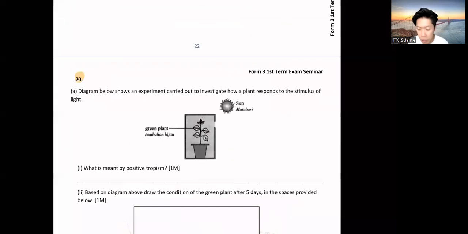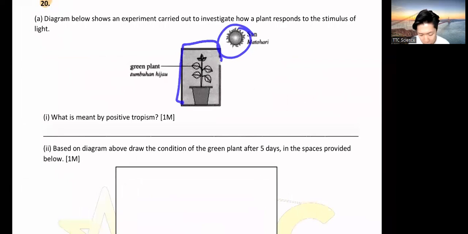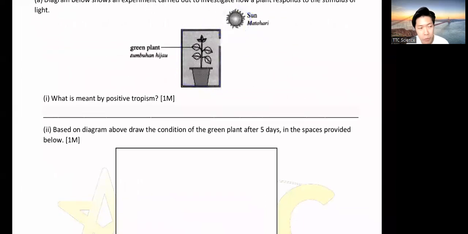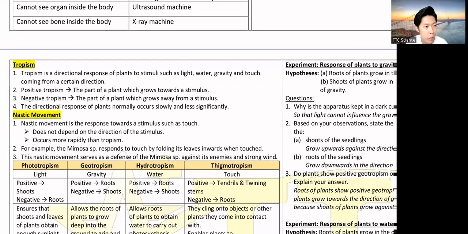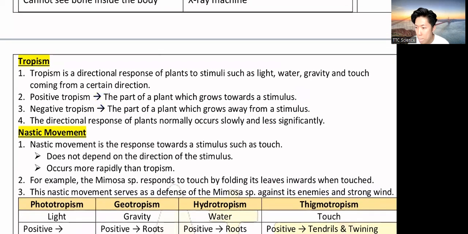Okay, let's see what we've got here. Obviously this one has the sun, this is a black box, and then the first question: what is meant by positive phototropism? No, sorry, positive tropism. This one you can copy the answer. Positive tropism is the part of the plant that grows towards the stimulus. Copy the answer.